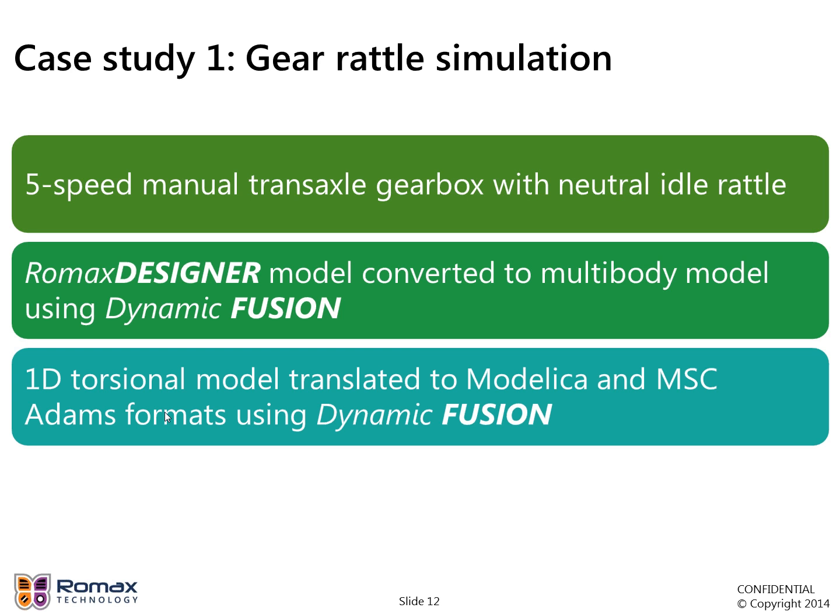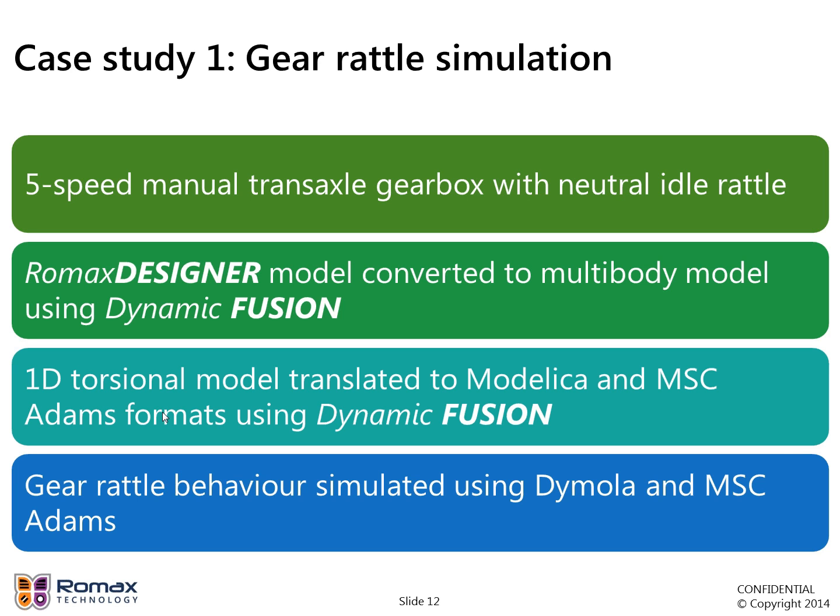And then we've got a one-dimensional, i.e. a torsional-only model, which we're then going to translate to Modelica and to Adams using DynamicFUSION. Typically, a one-dimensional torsional model is sufficient for rattle-type problems. And then we'll look at a simulation, and we're using here Dymola as the way of simulating Modelica. It's our implementation of Modelica we use here, and of course using MSC Adams as well.